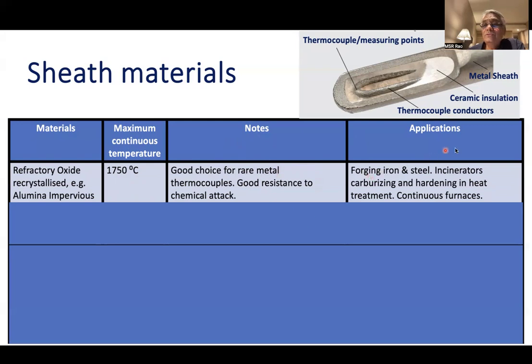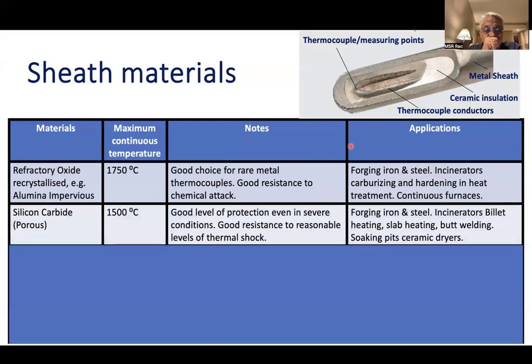It has good resistance to chemical attacks also. What are the applications? Forging iron and steel, incinerators, carburizing, and hardening in heat treatment, and continuous furnaces that go on for months together. Silicon carbide can take up to 1500 degrees centigrade.